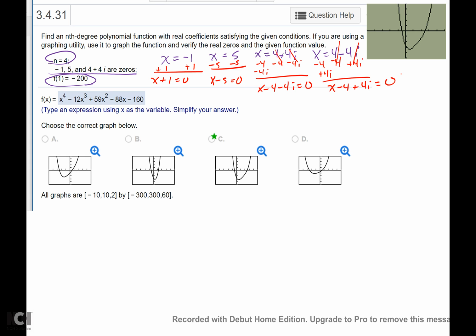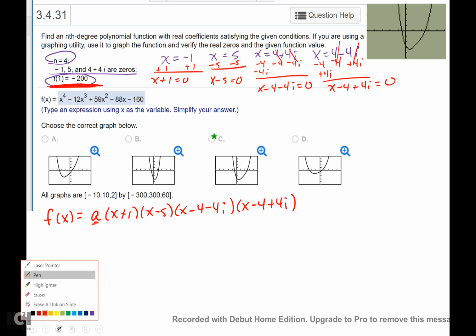So my function is f of x equals some leading coefficient times x plus 1 times x minus 5 times x minus 4 minus 4i times x minus 4 plus 4i. And that will be my function, other than finding this leading coefficient, which is why they gave me that information. But before I find my leading coefficient, I'm going to go ahead and multiply this out as much as I can. And I can multiply in any order I want.